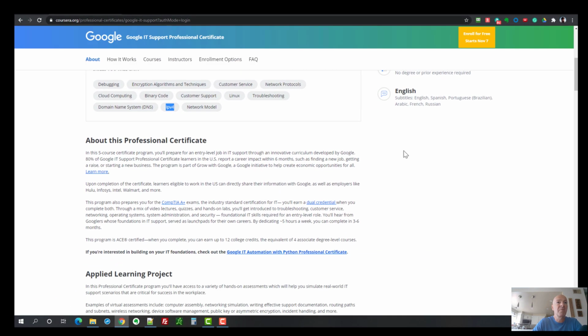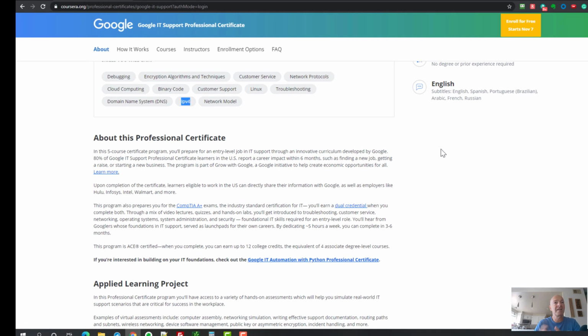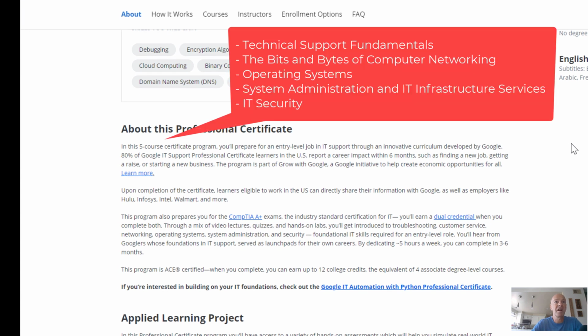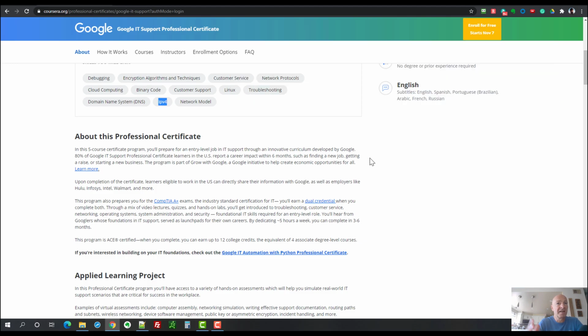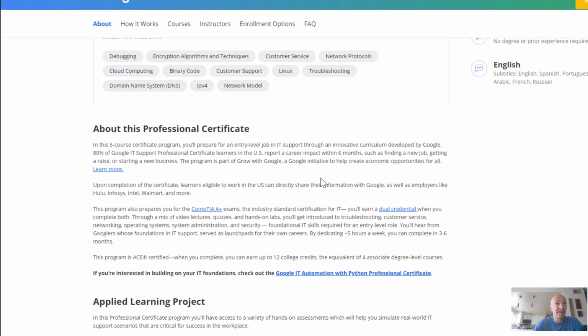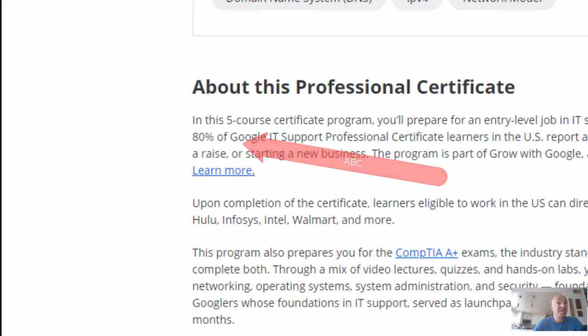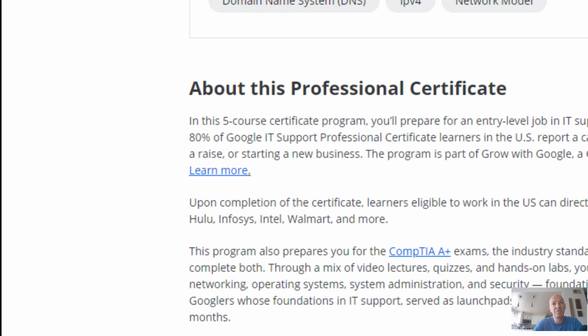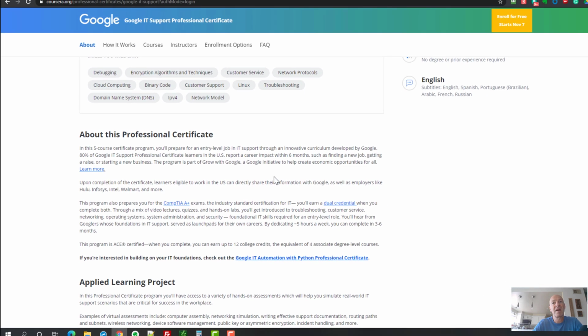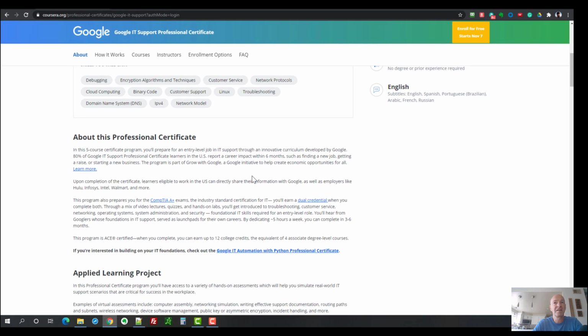So regarding the professional certificate, it's a 5-course certificate program. So meaning like there's 5 different chapters, and you will have to complete all 5 of those to earn your certification. So you can read here, again, it's for an entry-level job in IT support. It's an innovative curriculum that Google developed, and 80% of the Google IT support professionals that earn the certificate really report that their career has improved within 6 months after passing this course and getting certified.